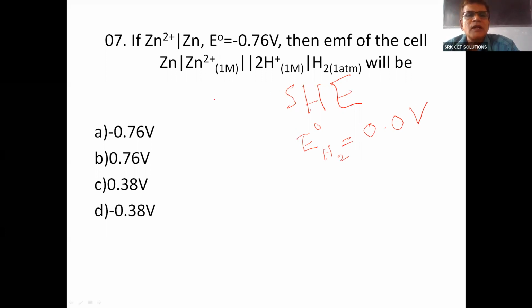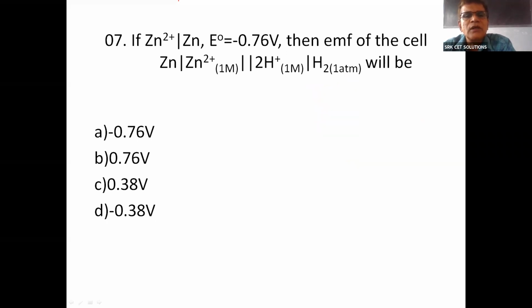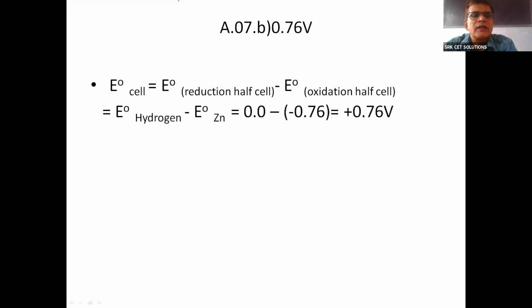And when you make a combination, again, zinc is getting oxidized and hydrogen plus is getting reduced. So you take the difference in their potential: potential of the reducing electrode minus potential of the oxidizing electrode. See the answer? Yes. Cell potential is reduction half cell minus oxidation half cell. SHE potential minus SRP of zinc, that comes to plus.